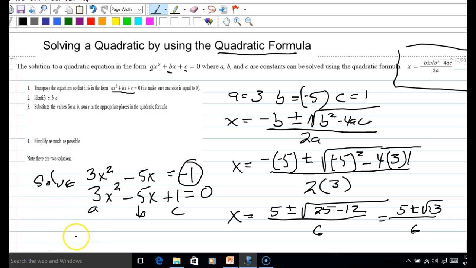Our two solutions here are x is equal to 5 plus the square root of 13 all over 6, or x is equal to 5 minus the square root of 13 all over 6. A quadratic equation is of degree 2, so you have two solutions. This is one solution for x, this is the other solution for x.